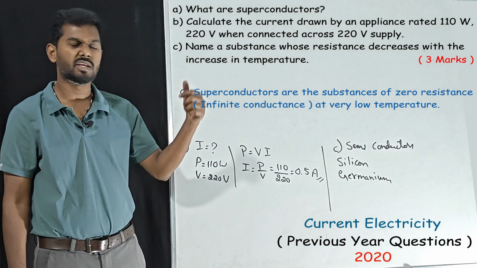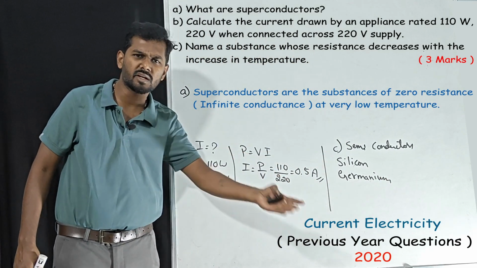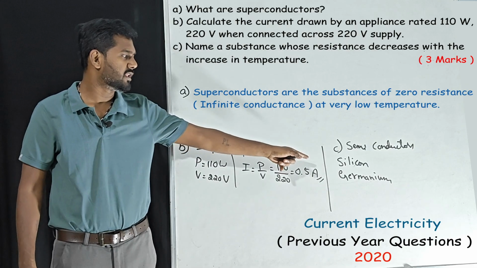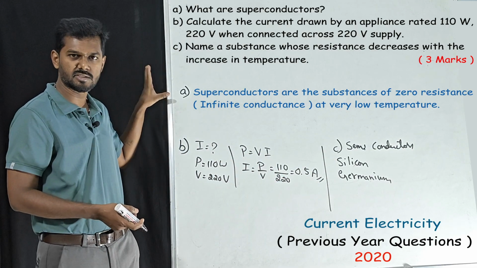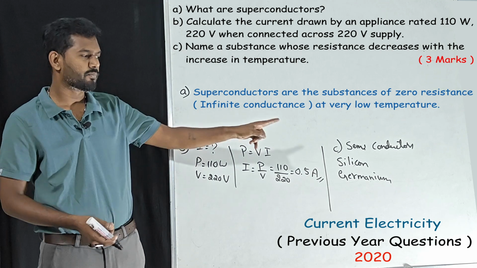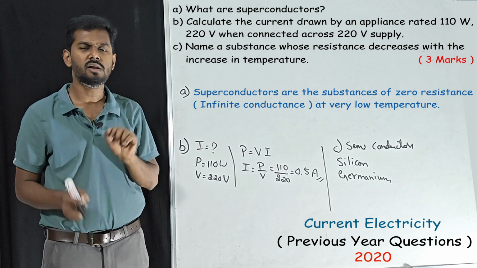Okay, so these are the examples. If you write semiconductor also, you'll get marks. So specifically you can write silicon and germanium. So this one: definition, calculation, and one logical question.